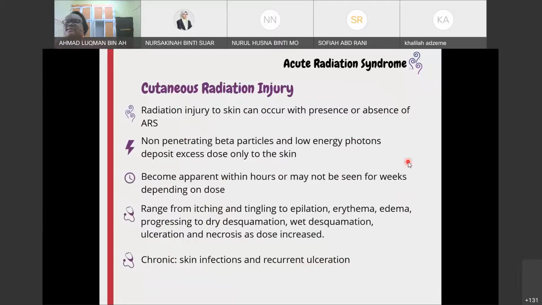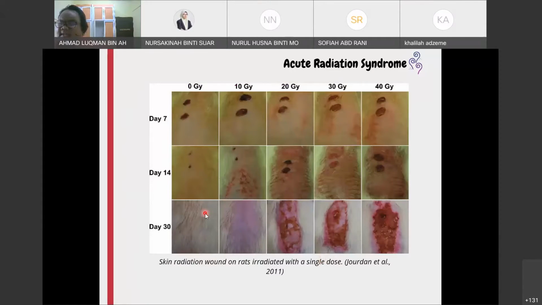Cutaneous radiation injury to the skin can occur with or without ARS. Non-penetrating beta particles and low energy photons deposit dose only to the skin. It becomes apparent within hours or may not be seen for weeks, depending on dose. It ranges from itching and tingling to epilation, erythema, edema, progressing to dry desquamation, wet desquamation, ulceration, and necrosis as dose increases, with chronic skin infection and recurrent ulceration. Here we can see that as the dose increases and days go by, in skin radiation on a rat, the burn from 0 gray, day 7, day 14, day 30 becomes larger and more severe.